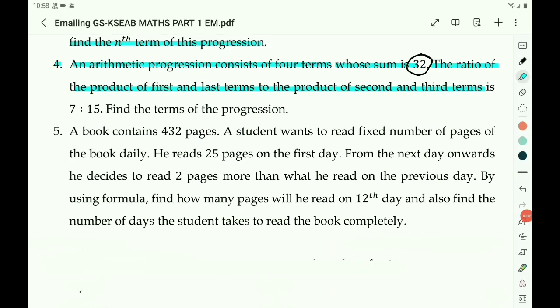Now you take the fifth question, that is the OR question of the same question of the question paper. Fifth question. A book contains 432 pages. A student wants to read a fixed number of pages of the book daily. He reads 25 pages on the first day. From the next day onwards, he decides to read 2 pages more than what he read on the previous day. By using formula, find how many pages will he read on 12th day, and also find the number of days the student takes to read the book completely.